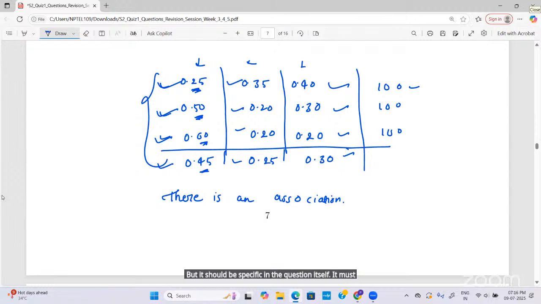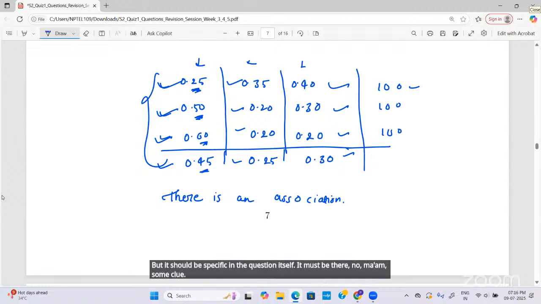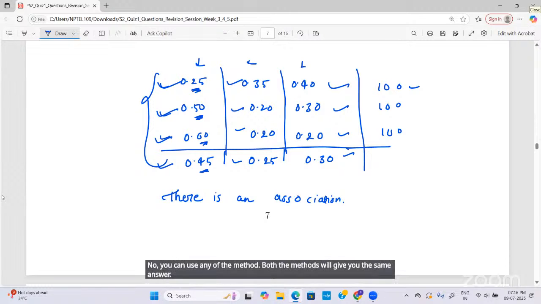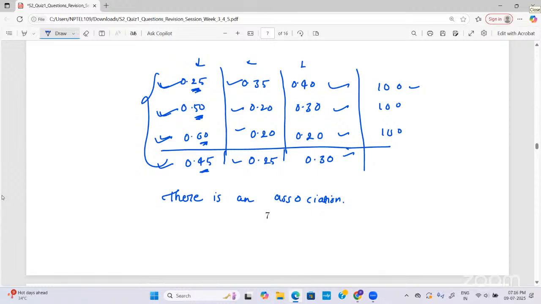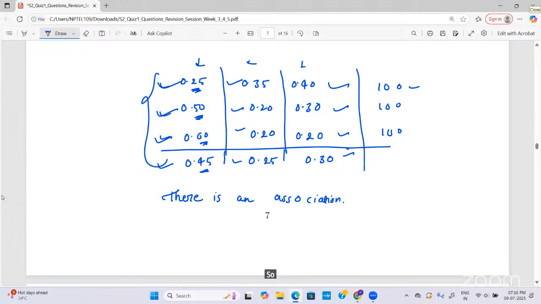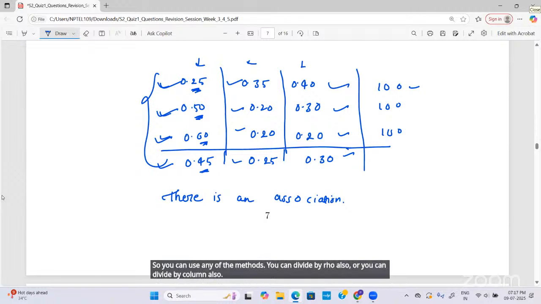It must be there, ma'am, some clue that whether we are going to calculate row or column. No, you can use any of the methods. Both the methods will give you the same answer. I am talking about the answers, not the values. Values will be different because you will be dividing by the column. So these values will be different, but the only thing is that if they are close to each other, then there will not be an association. If they are varying from each other, then there will be an association. So you can use any of the methods. You can divide by row also, or you can divide by column also. That's your choice.